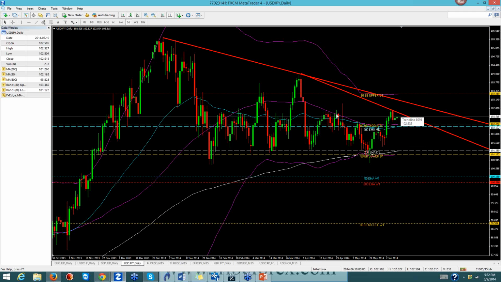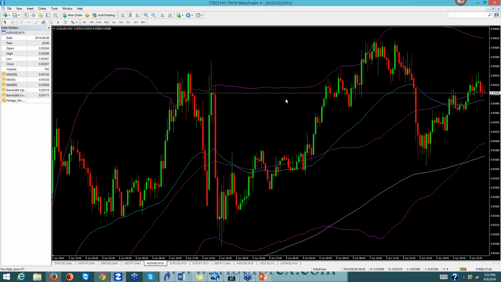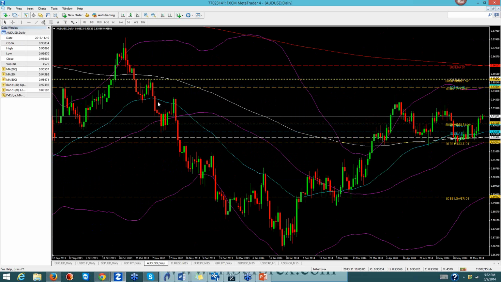Really consolidation plays across the board, guys. Dollar yen as well, consolidation play. Aussie dollar, certainly a consolidation play. You can see 1, 2, 3 bars inside of each other. And what's interesting about this is, actually, let's see if it connects from all the way up here.